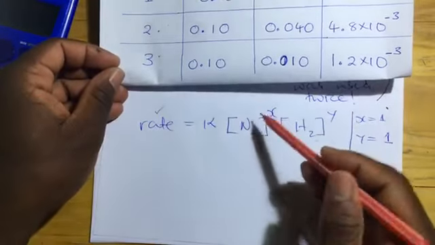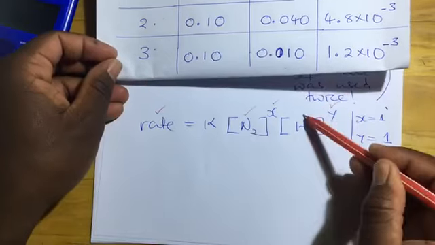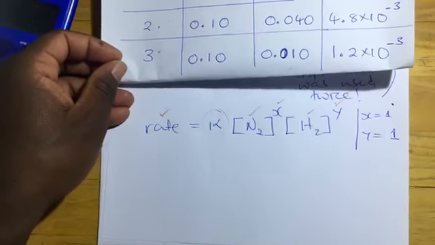I now have the rate, I have X, I have Y, I have the concentration, I have the concentration. The only thing I don't have is K. And you can get the value of K like that.